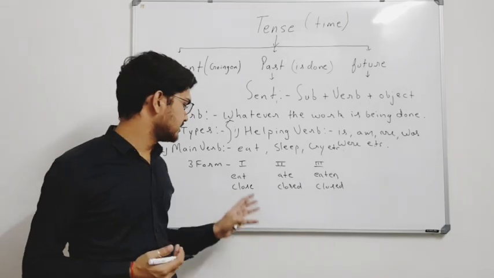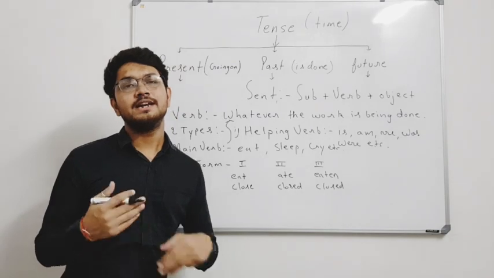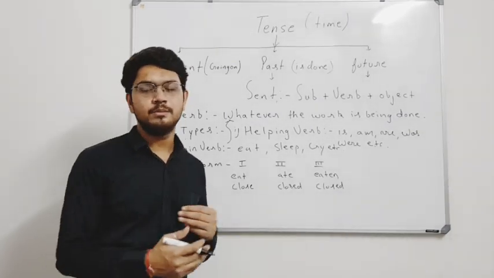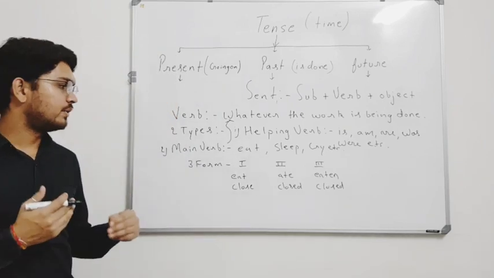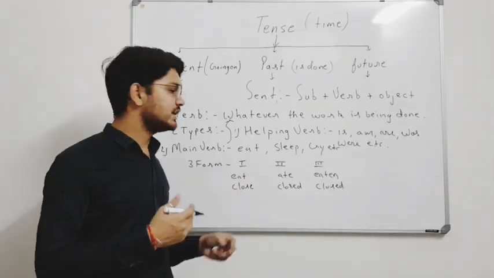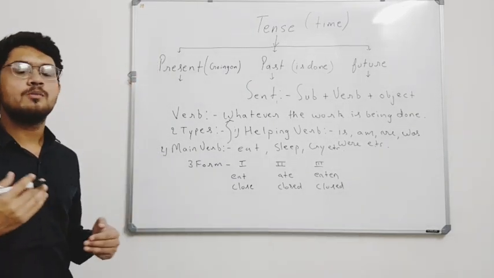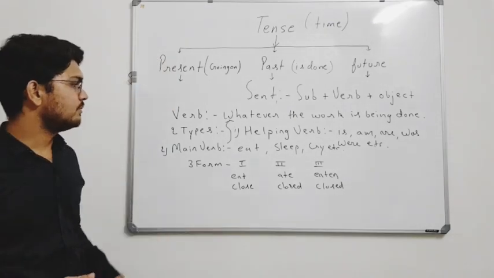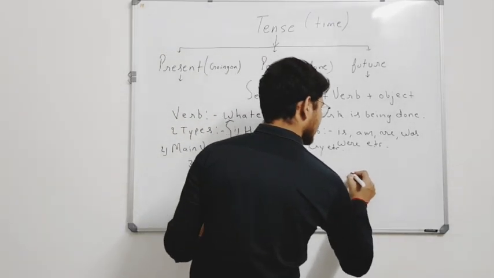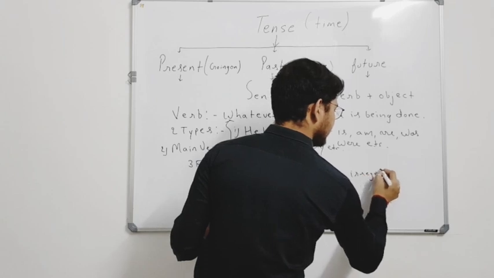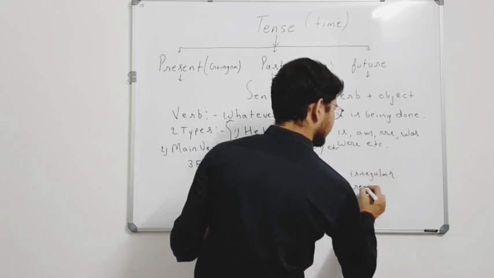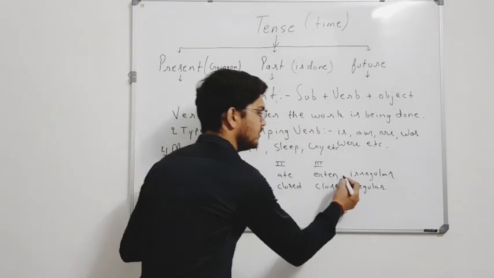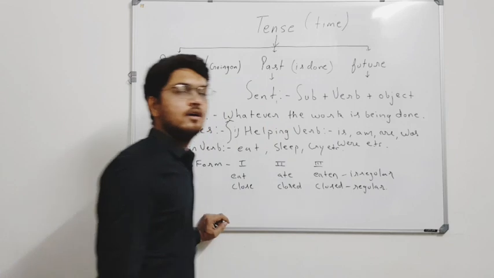But see this: close, closed, and closed. It's rhyming one by one, like close, close, closed. You don't need to stop. You don't need to take a breath, and you can just say it in one breath. But with eat, ate, eaten, you have to stop a bit, and then think, and then you can say them. So that is the difference between both of them. This we call irregular, and this we call regular. So this is a regular verb, this is an irregular verb, and this is a regular verb.